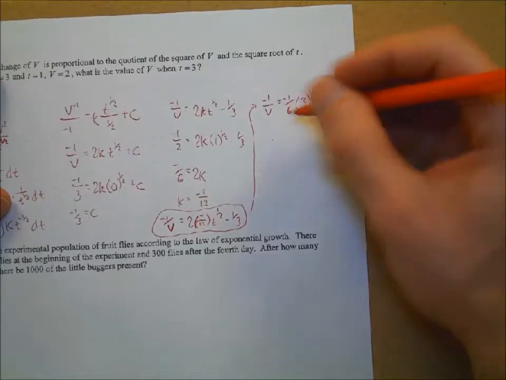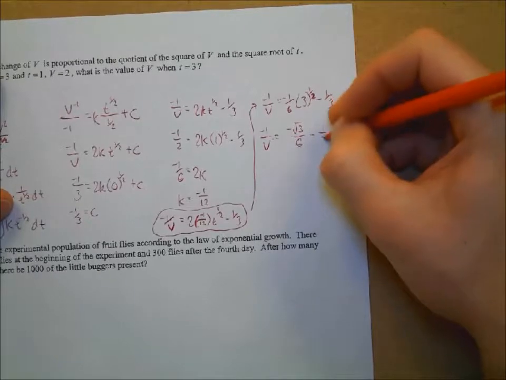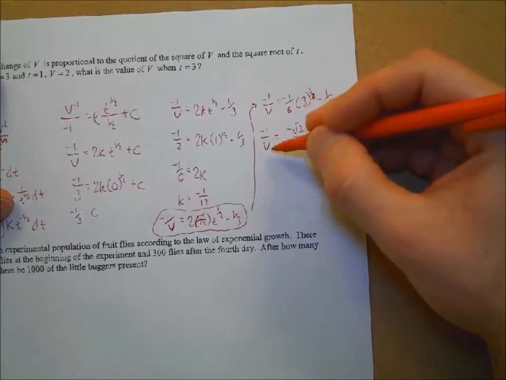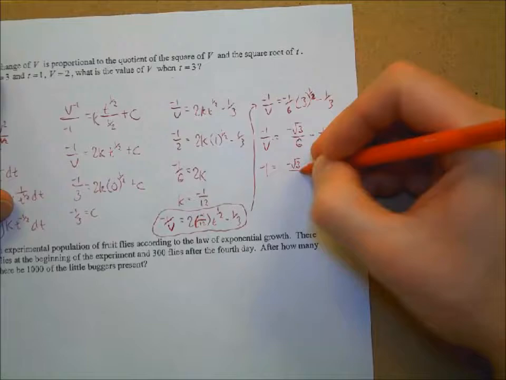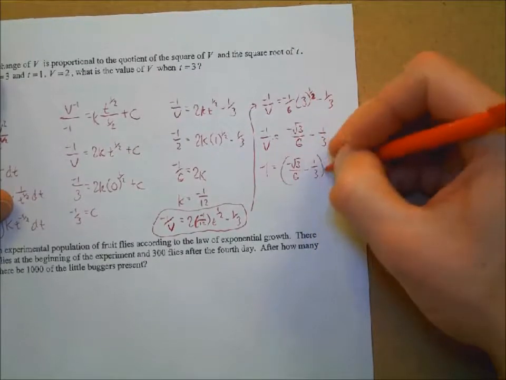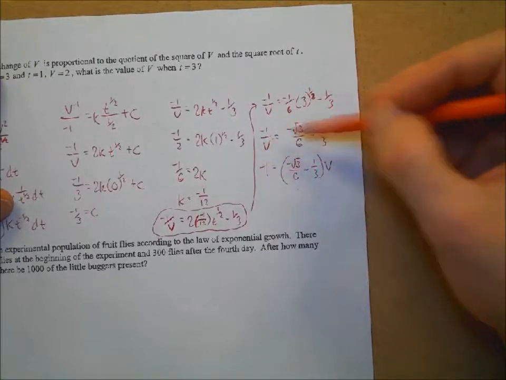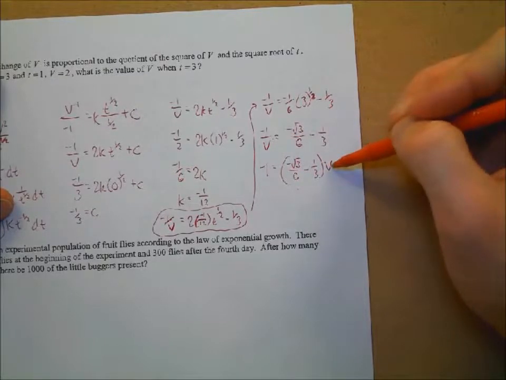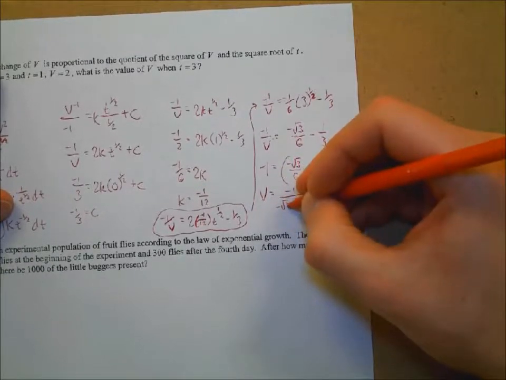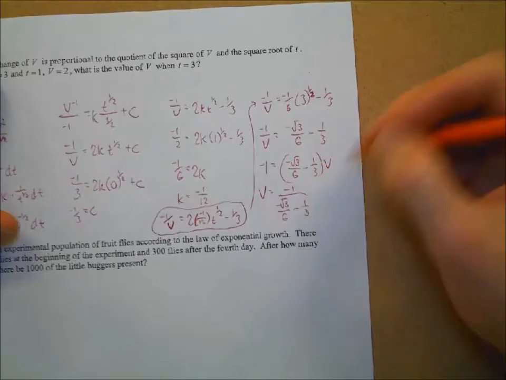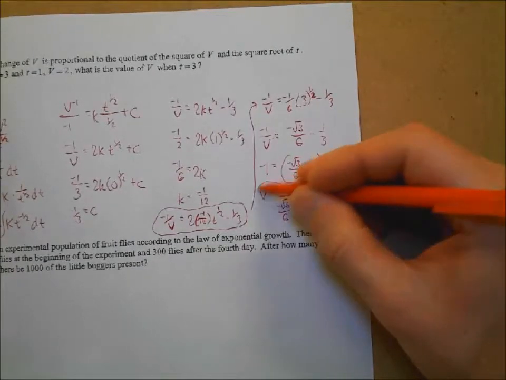So I'll try and simplify this a little bit here. It's going to be negative square root of 3 over 6 minus 1 over 3. I've got to isolate v, so I'm going to multiply both sides by v. You can see I just multiplied both sides by v, so it's this quantity times v. I want v by itself, so I divide by this quantity, and I end up with v equals negative 1 over negative square root of 3 over 6 minus 1 over 3. You can stop there. That is the final solution.